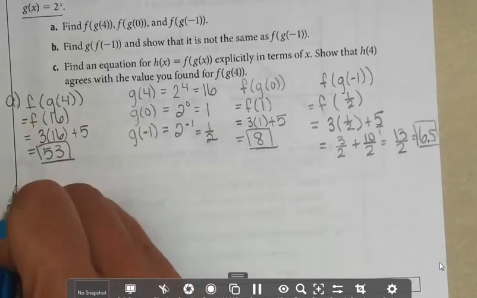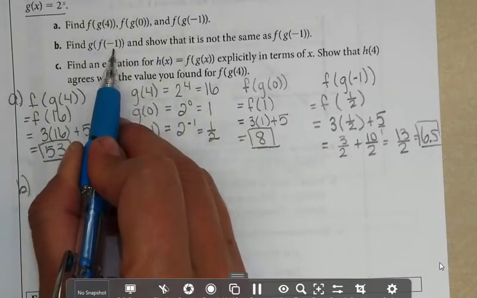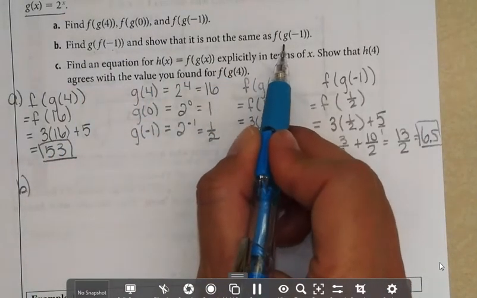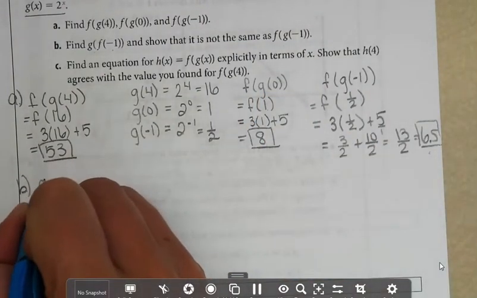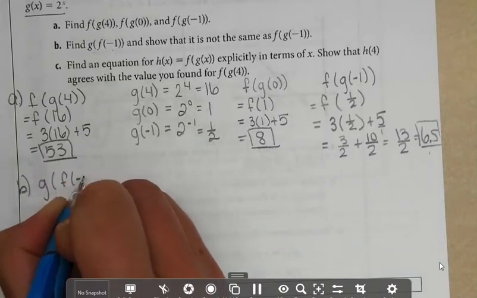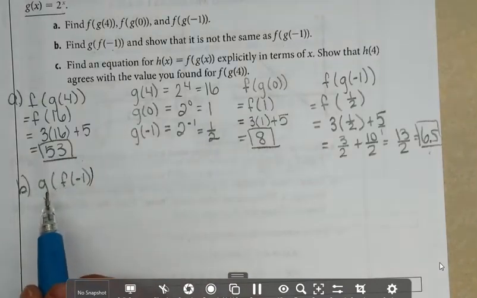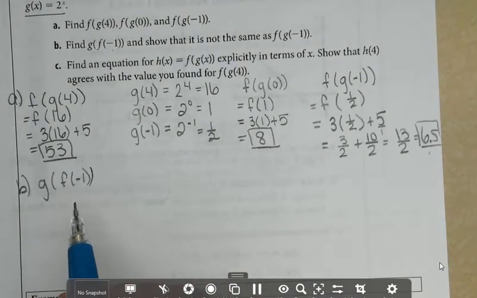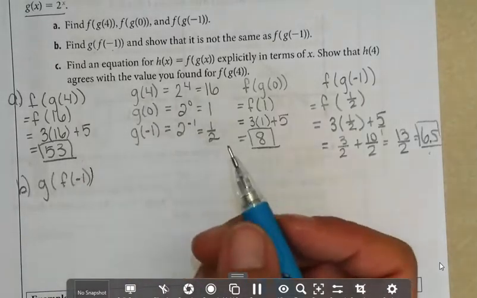All right, moving on to B. Now we're going to find g of f of negative 1 and show that it's not the same as f of g of negative 1, which was 6.5. Okay, so g of f of negative 1. Now you should be thinking to yourself, I'm just plugging in the reverse, right? I'm going in the reverse order. Something should hopefully be standing out to you. If you plug functions into each other, you should know something about those two functions if something happens. But we'll get to that in a few minutes.